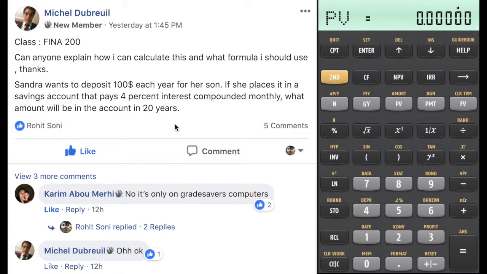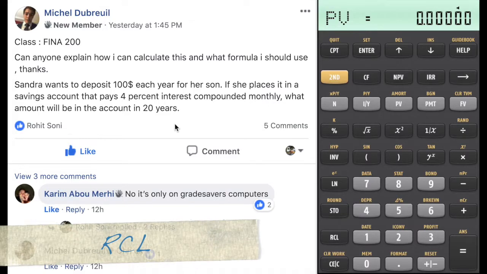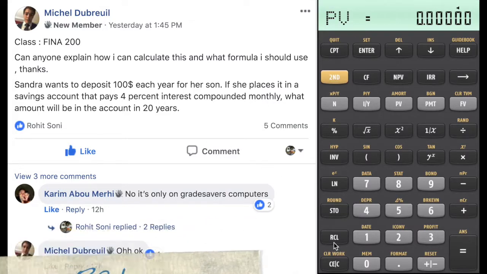And now that we've done that, we can quickly check that all the TVM variables have been entered correctly. The way that you do that is simply by pressing recall, or RCL, which is on the bottom left of your calculator, followed by the variable that you're trying to recall. So recall N is set to 20. Recall IY, we've got this guy set to 4. Recall PV, that's set to 0. The payment is set to 100. We can press second IY to ensure that PY is at 1 and CY is at 12.